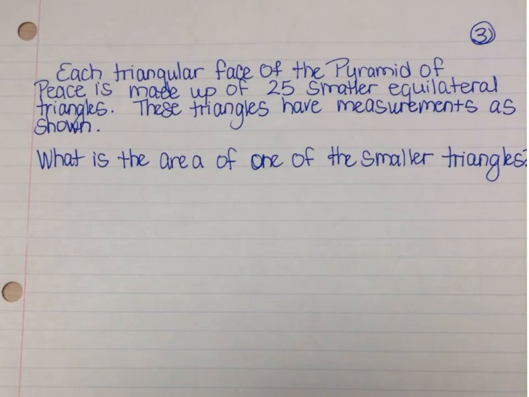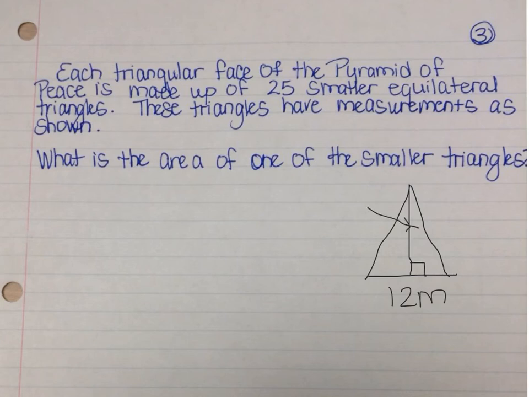Okay, so I'm going to read it to you again. Each triangular face of the Pyramid of Peace is made up of 25 smaller equilateral triangles. These triangles have measurements as shown. Okay, so let me draw you the triangle. This is one of the smaller triangles. They're equilateral. So 12 meters, and then the height, the right angle, is 10.4 meters.